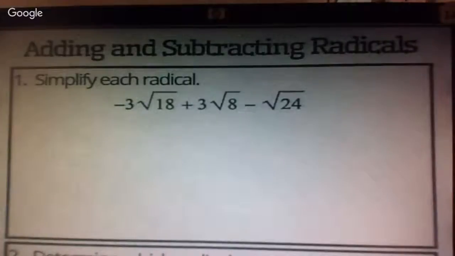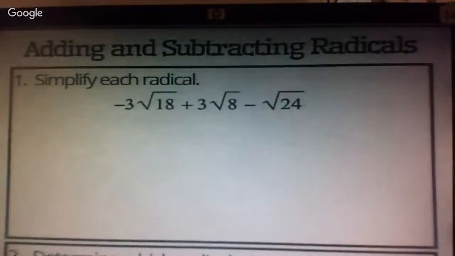So, 2x squared goes with 3x squared. 5x squared. And negative 7x goes with 2x. That's negative 5x. Okay. You need to have the same thing with radicals. We have to have like radicals in order to simplify, and add and subtract. So before I do anything, we need to simplify each one of these separately.